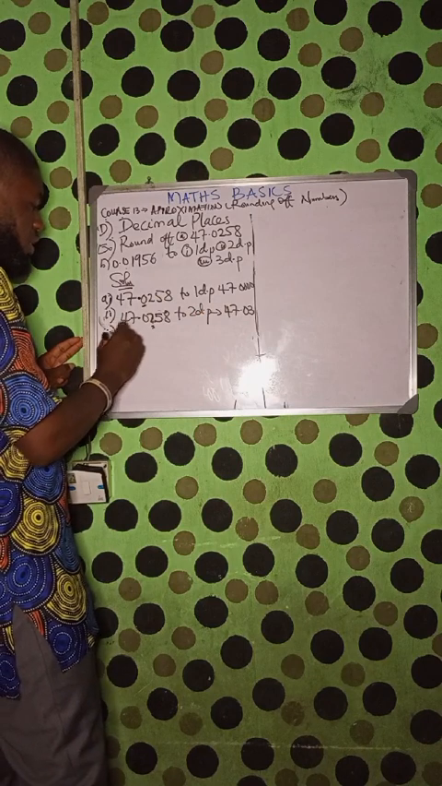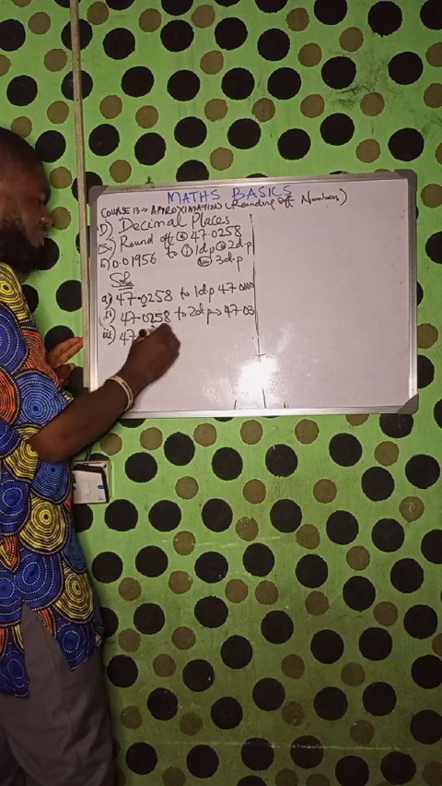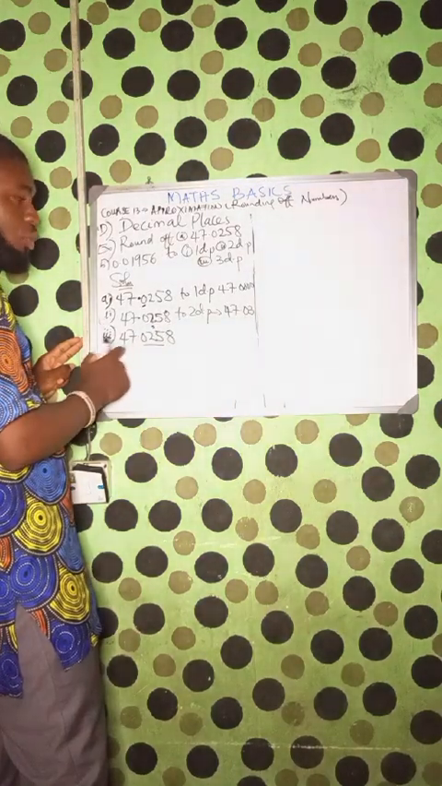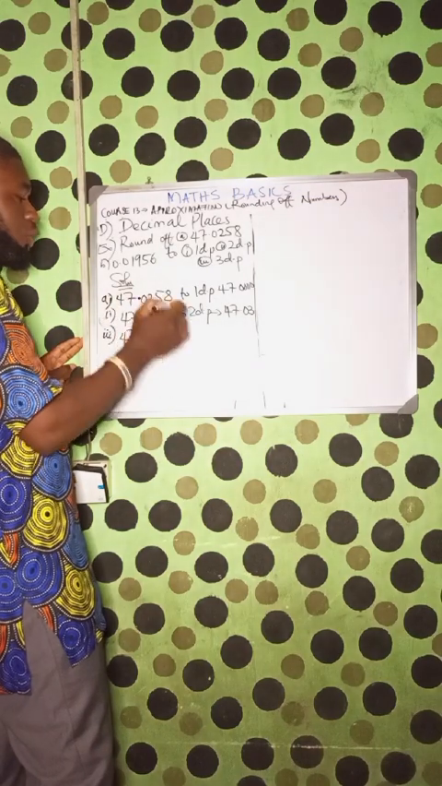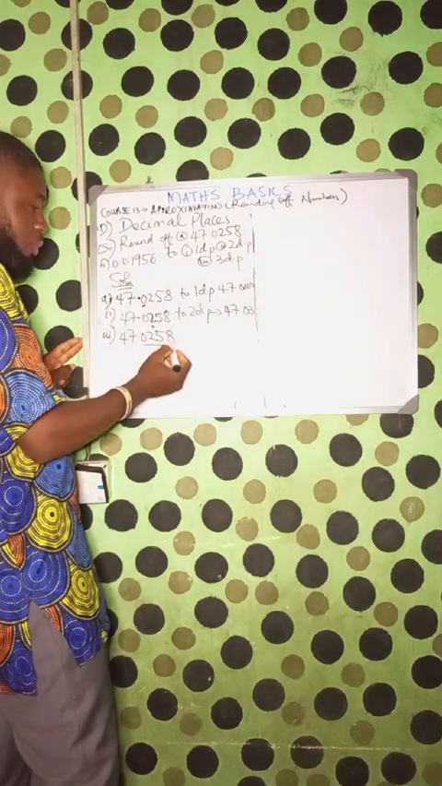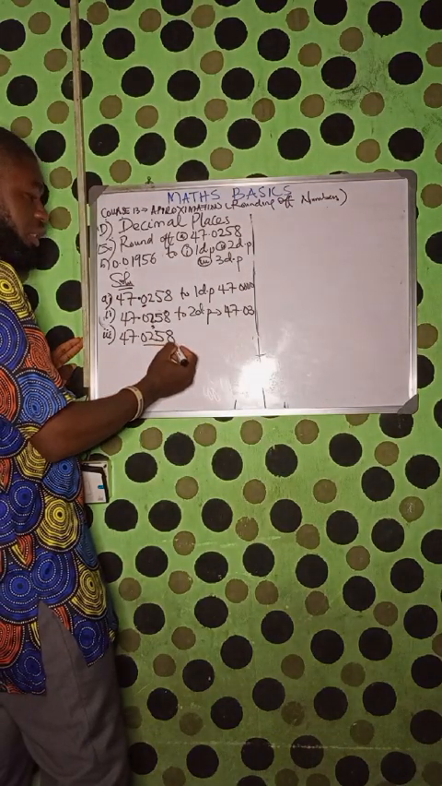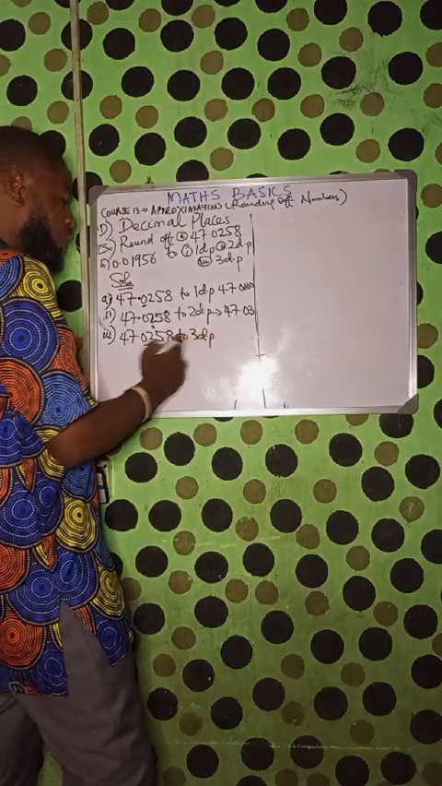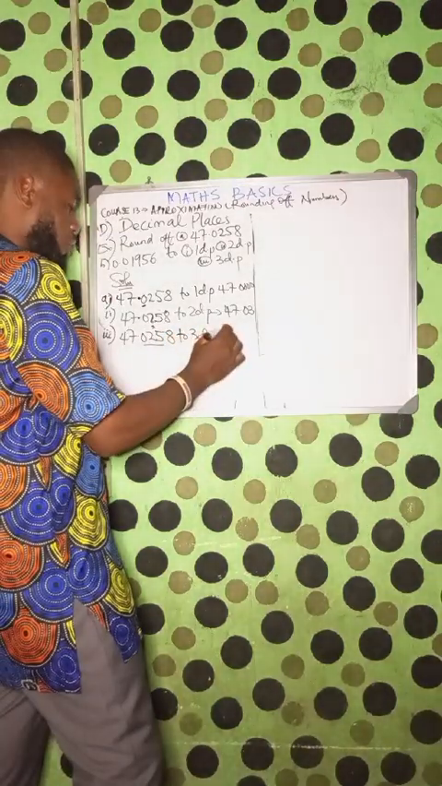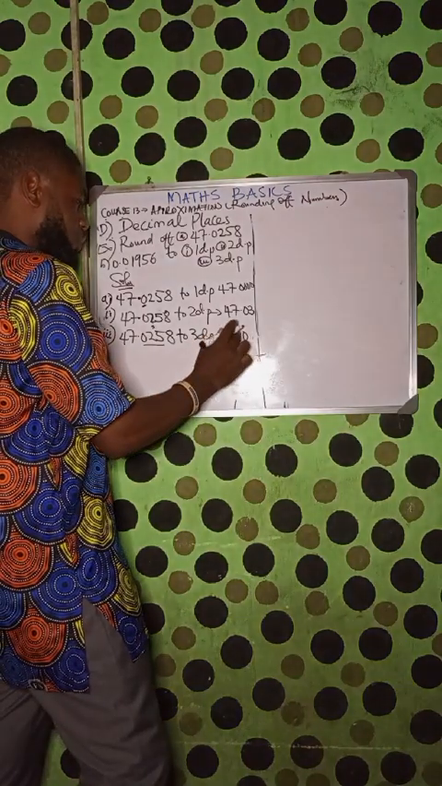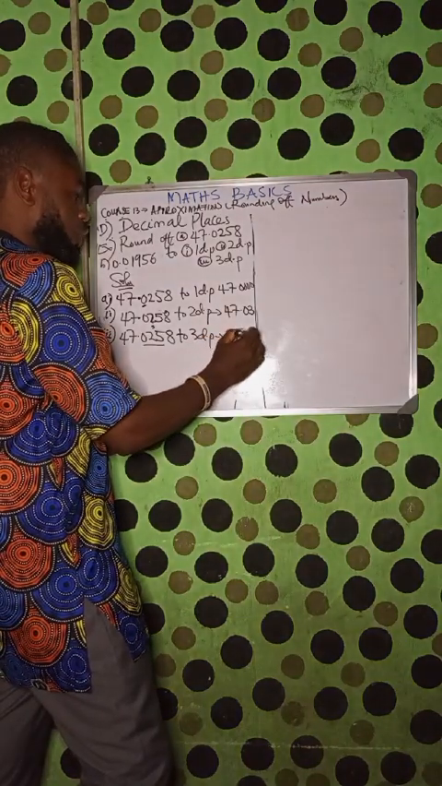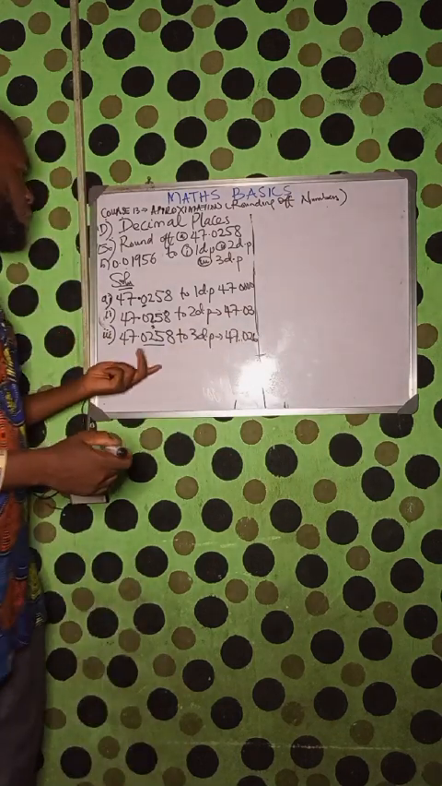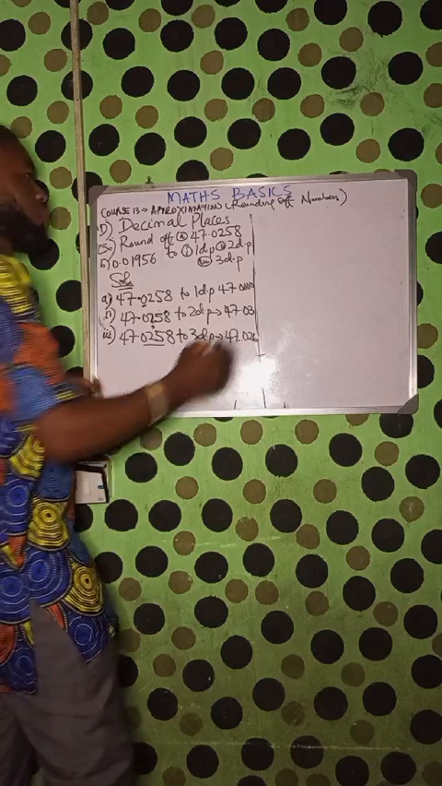For 3 decimal places, you take the first 3 numbers after the decimal point. Please take note: after the decimal point, don't take the ones before. Always take the ones after the decimal point. After the first 3 is the next one, which is 8, and 8 is rounded up. So you convert it to 0 and add on to this 5. It becomes 47.026. So that is how we get 3 decimal places from this question.